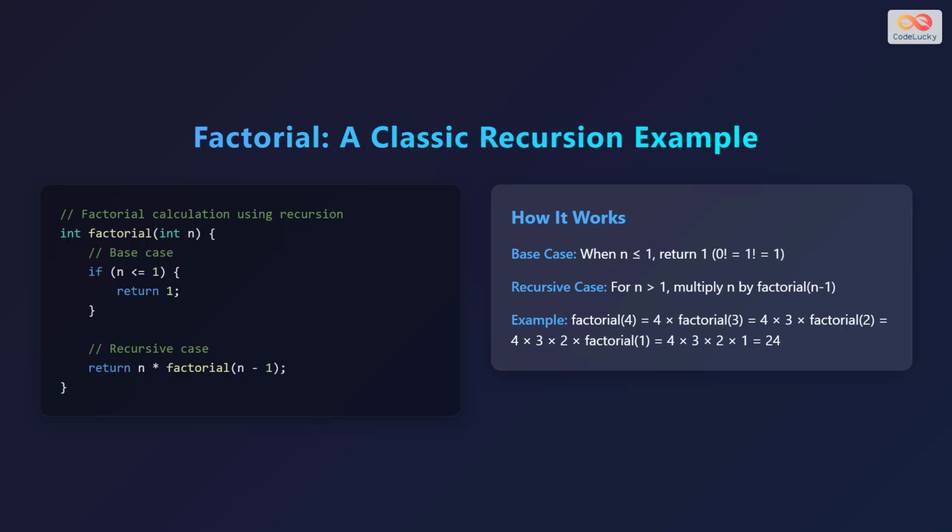Here's how it works. The base case states that when n is less than or equal to 1, the function should return 1, since 0 factorial and 1 factorial both equal 1. For the recursive case, when n is greater than 1, we multiply n by the factorial of n-1. For example, factorial of 4 is equal to 4 times factorial of 3, which is equal to 4 times 3 times factorial of 2, which is equal to 4 times 3 times 2 times factorial of 1, which is equal to 4 times 3 times 2 times 1, which equals 24.